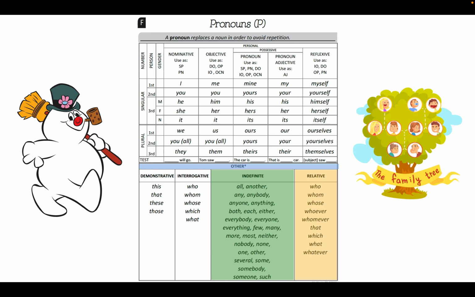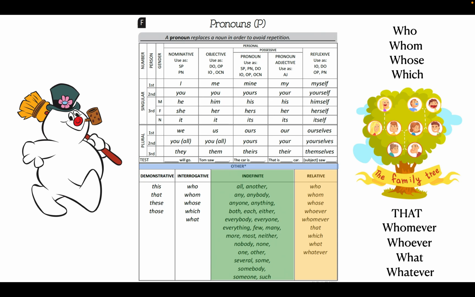So relative pronouns are who, whom, whose, whoever, whomever, that, which, what, whatever.